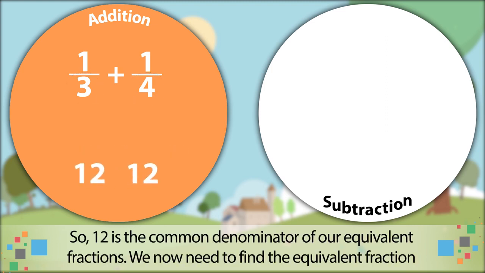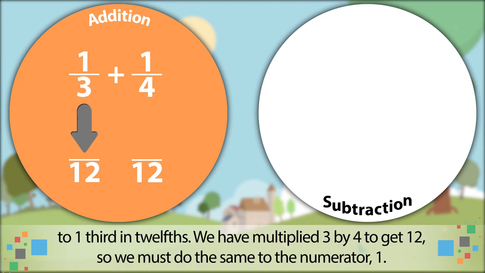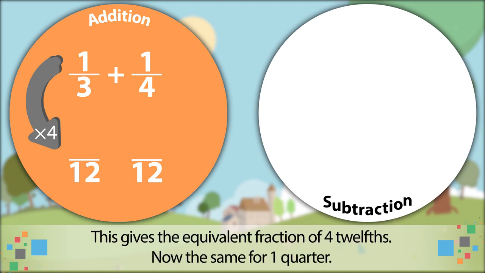The lowest common multiple of these denominators, 3 and 4, is 12. So, 12 is the common denominator of our equivalent fractions. We now need to find the equivalent fraction to 1/3 in twelfths. We have multiplied 3 by 4 to get 12, so we must do the same to the numerator, 1. This gives the equivalent fraction of 4/12.